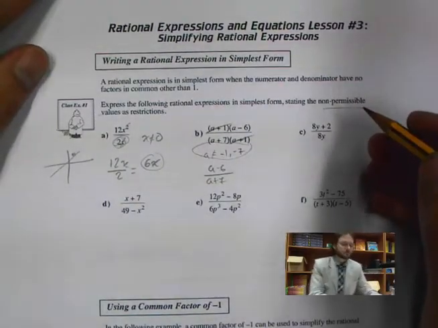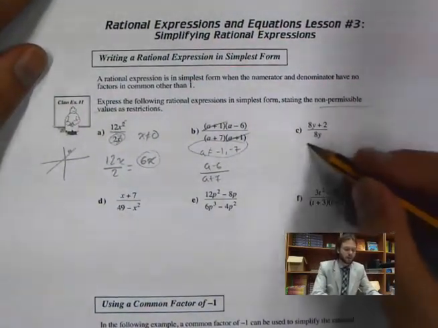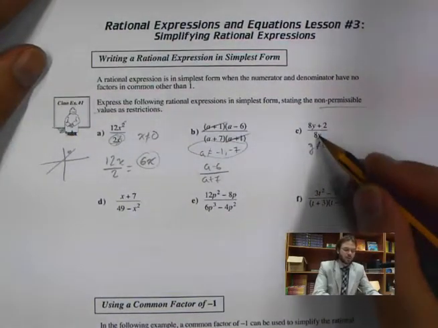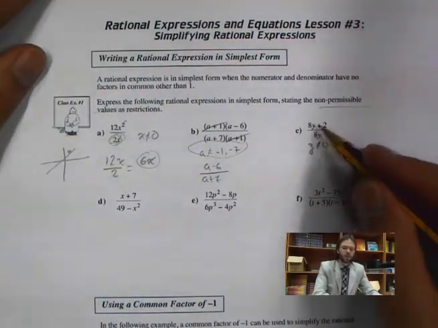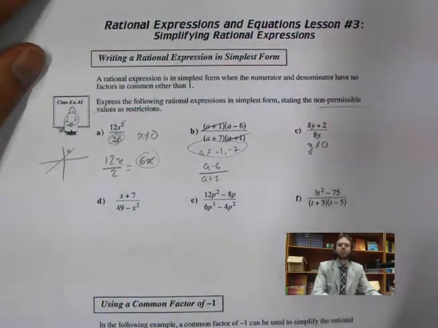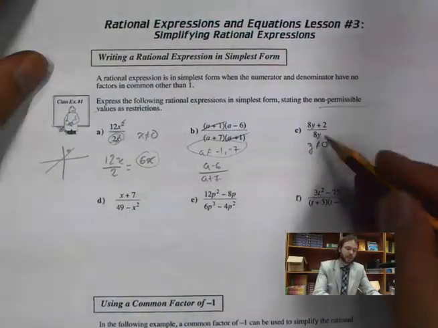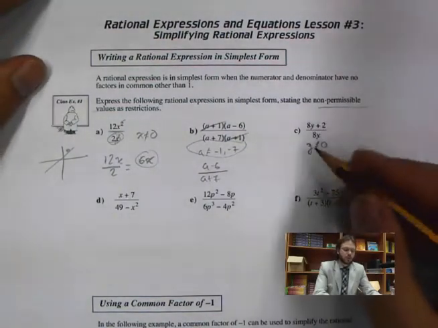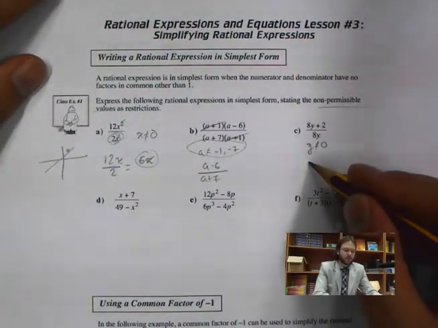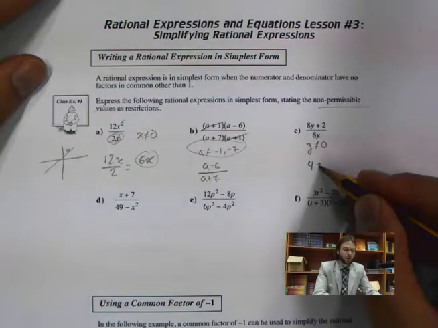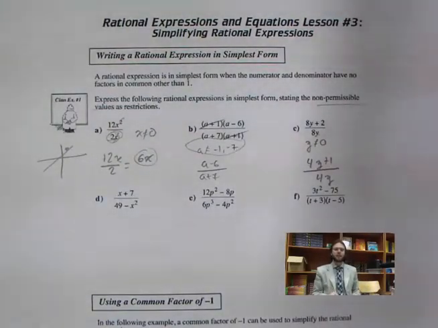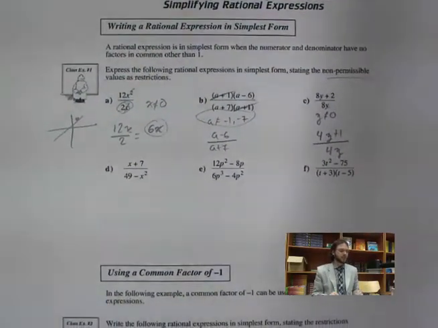Let's take a look at the second one. We have 8y, so y cannot equal 0. Now I look at this here. Can y divide both of these? No, it only divides one of them. Therefore, I can't divide by y. But a number divides both of those, 2. If I take out a 2, we have 4y plus 1 all over 4y. Both of those can be divided by 2. Okay?